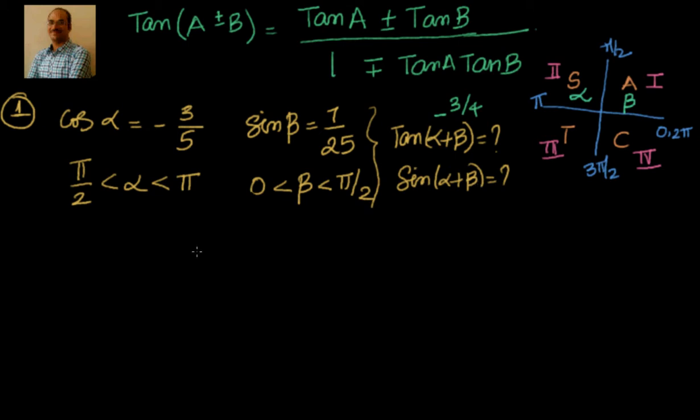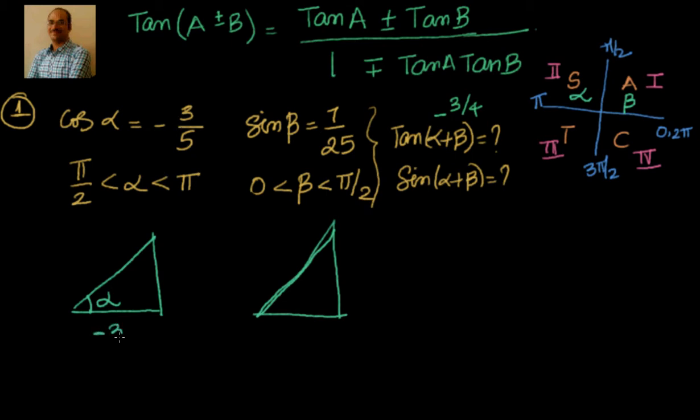Now let's create a triangle for this so that we can find all of them. Right angle triangle, as you know. This is for alpha, and this is for beta. Let us say this angle is alpha. Given that cos alpha equal to minus 3 by 5, minus 3 and 5. We know alpha is in the second quadrant where sine is positive, and by Pythagoras you can find that this is equal to 4.